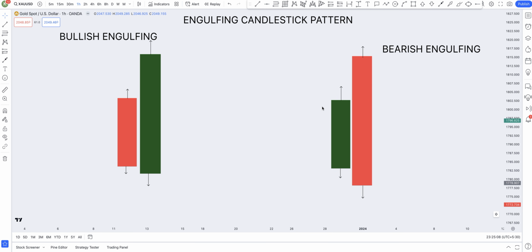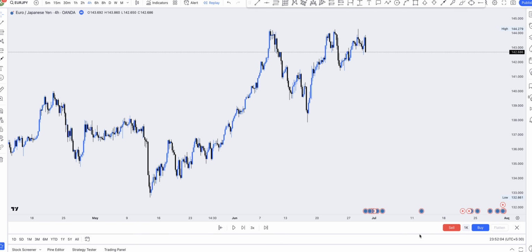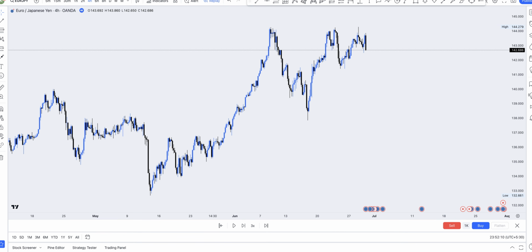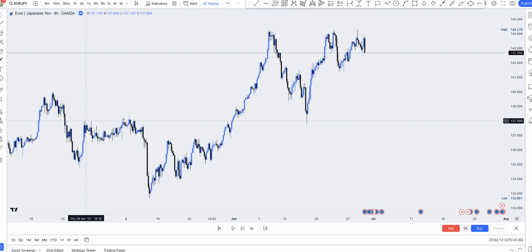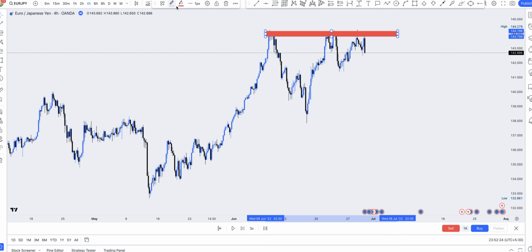Now let's move to the chart and look for an example of an engulfing candlestick on the real chart. Now this is us on a real chart, and let's look at some examples of both the bearish and the bullish engulfing candlestick. So this is where price currently is, we're on the 4-hour time frame on Euro JPY. And what do I need to do here? I just drew my support and resistance.